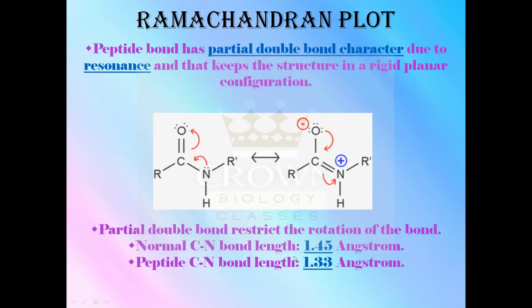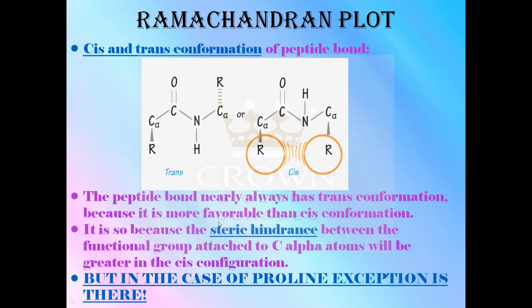Normal carbon nitrogen bond length is 1.45 angstrom. As a result of this partial double bond character, the peptide carbon nitrogen bond length becomes 1.33 angstrom. It reduces from 1.45 to 1.33 angstrom. The bond nearly always has trans conformation because it is more favorable than cis conformation.